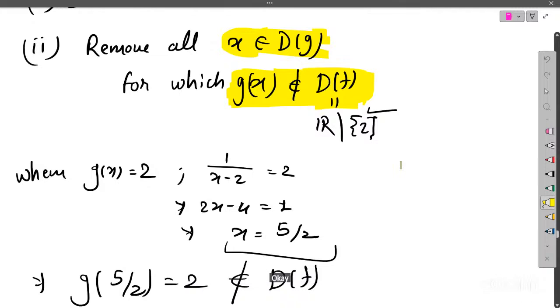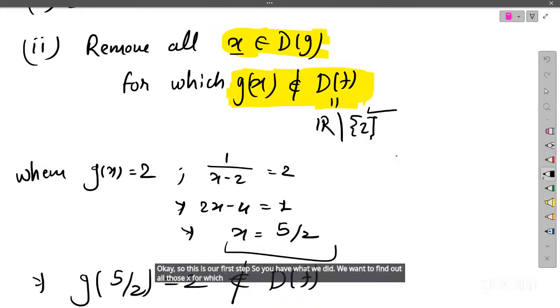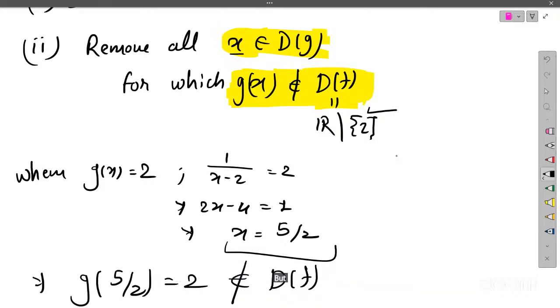Okay, so this is our first step. Here we want to find all those x for which g of x is not part of the domain of f. But what is the domain of f? The domain of f is nothing but real numbers minus 0. So the only element which is not a part of the domain of f is this particular 0.